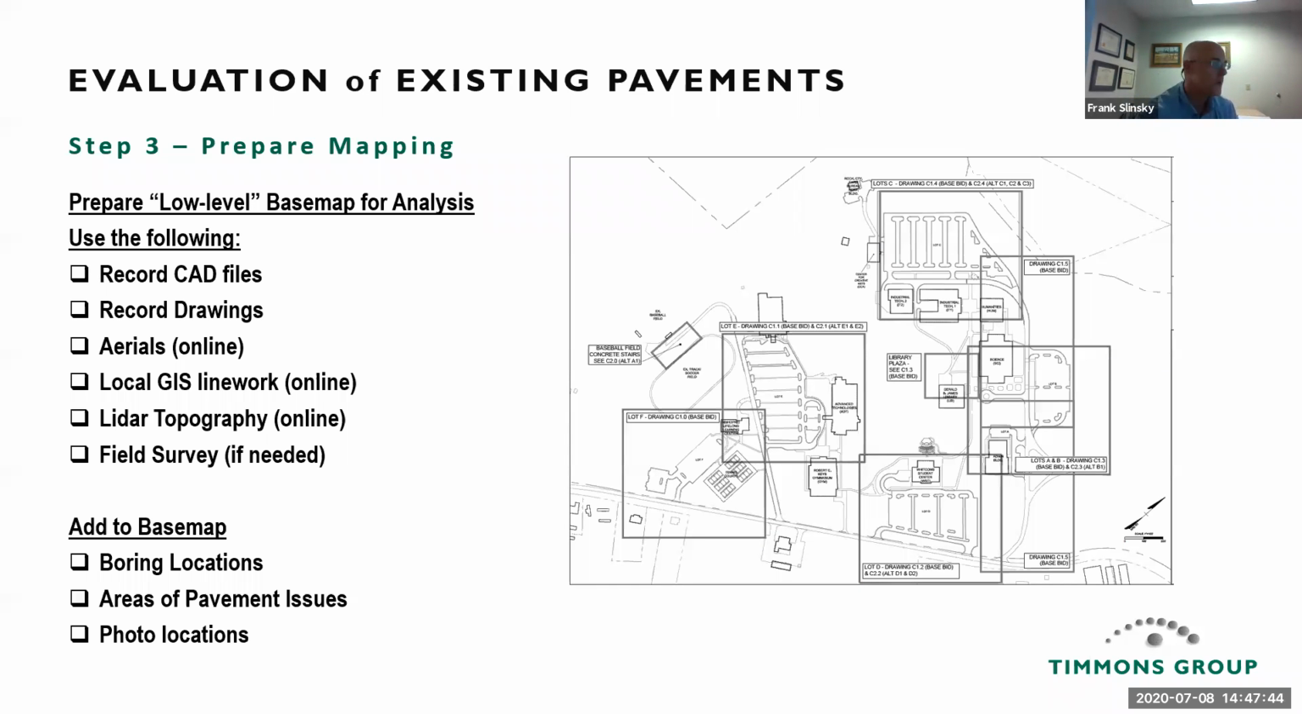And step 3 is prepare mapping. This is kind of like a low-level base map for analysis. Use the following: that historic data we collected earlier, record CAD files, record drawings. You can use aerials, you digitize your aerials. It's just to get yourself a map to start to work from. Local GIS line work, LiDAR topography, and field survey if needed.